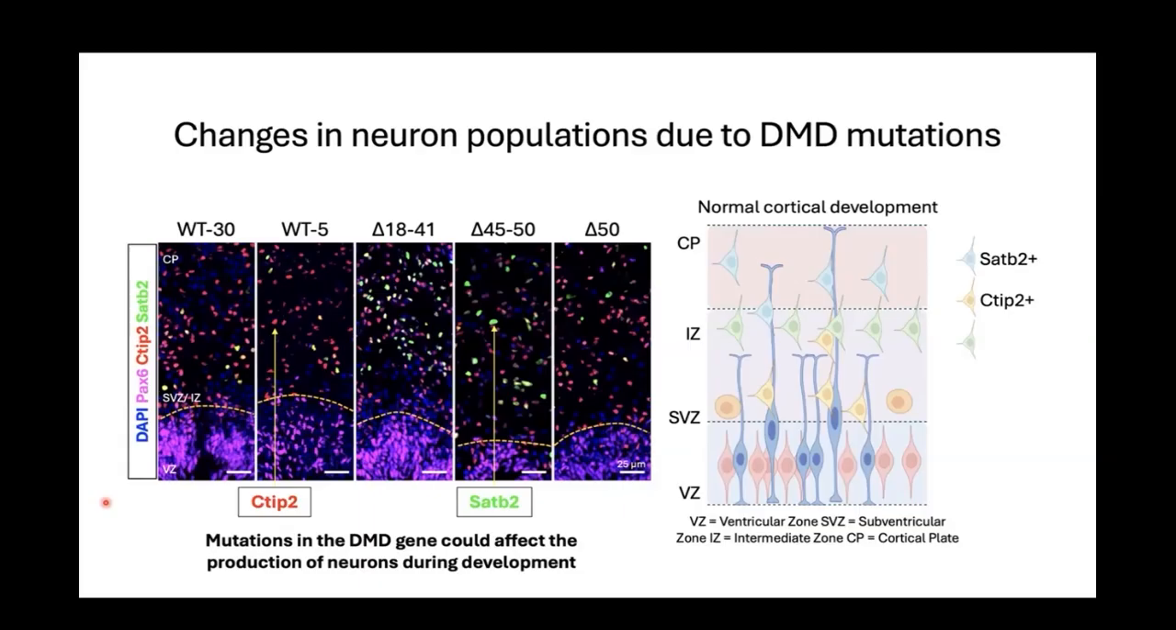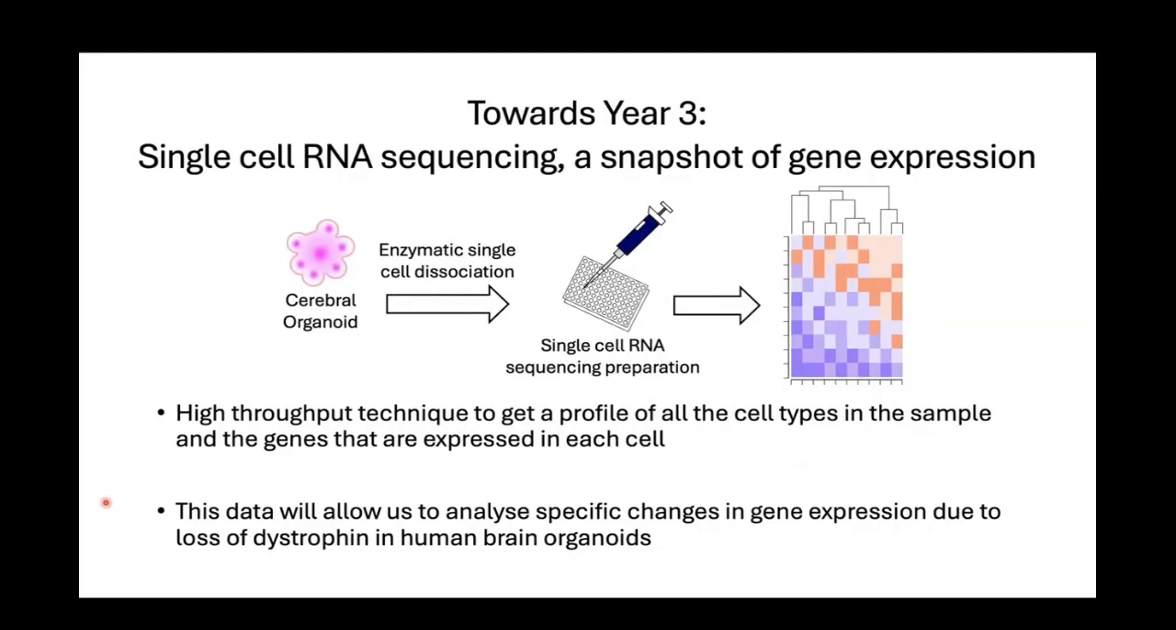I won't go into the details, but that also leads into the next step of our project, where in our final year of this grant, we'll be doing single-cell RNA sequencing to get a snapshot of the gene expression changes that occur due to these DMD mutations.